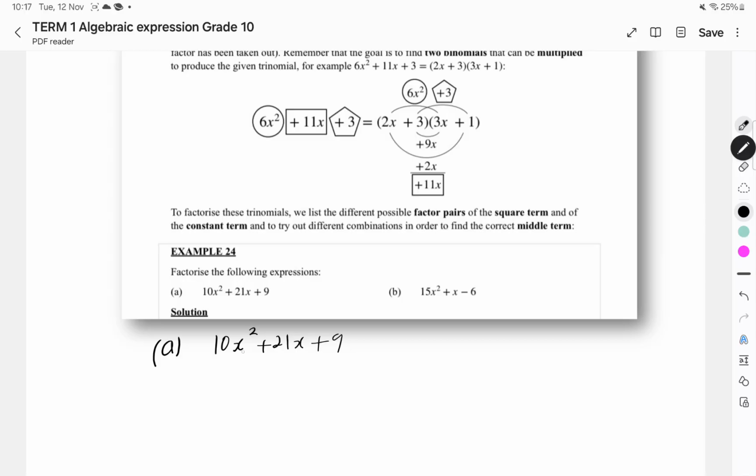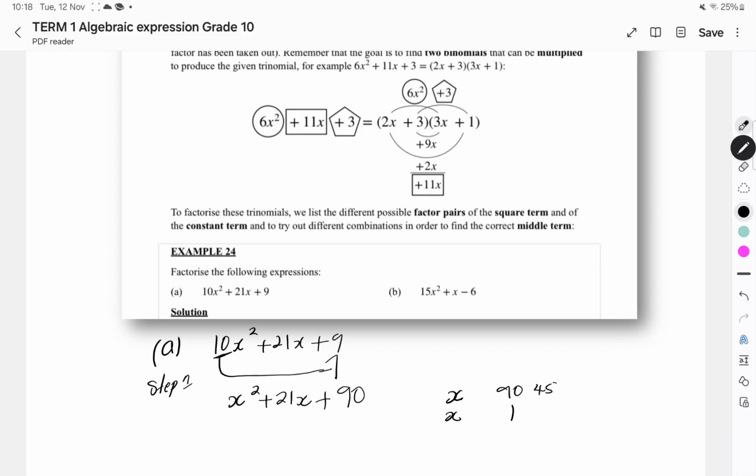Now, because this value is 10x, we can remove the 10 by factoring out again. So what you do here, you multiply 10 over 9 for step 1. You multiply whatever you have by the last term. So you have x squared plus 21x, and then 9 times 10, 90. Now let's look at the factors of 90 with x and x.